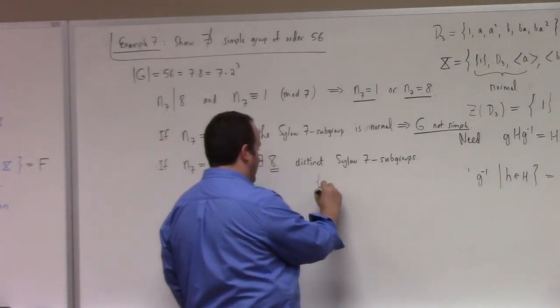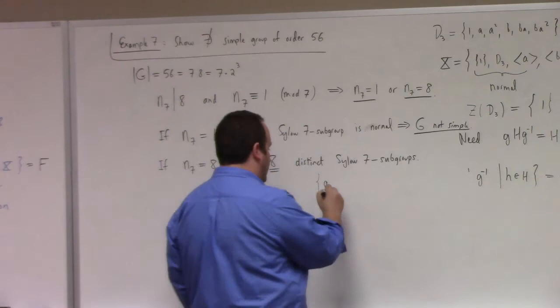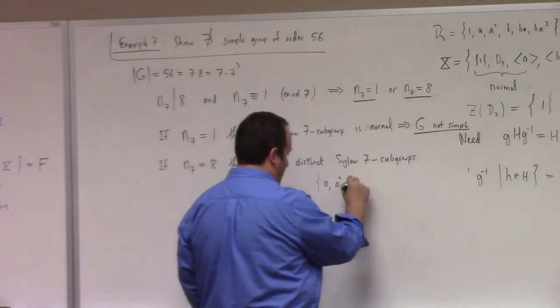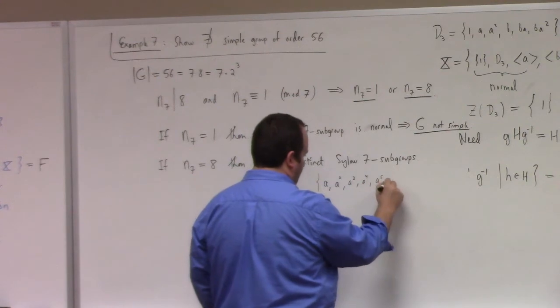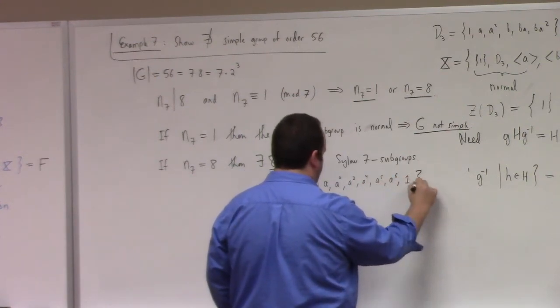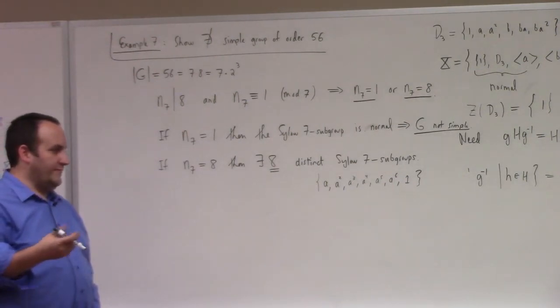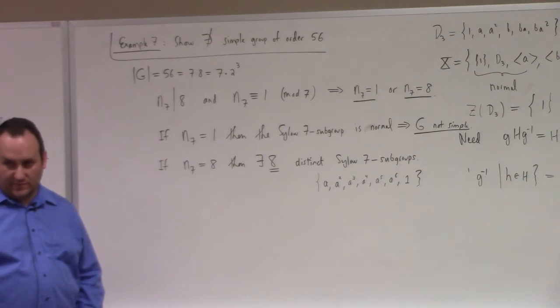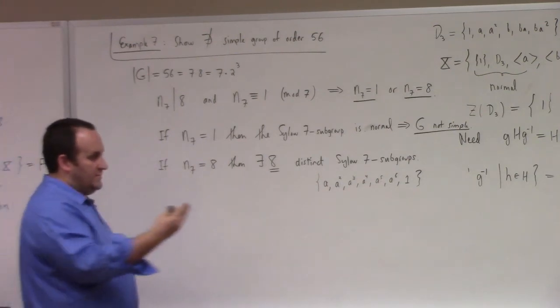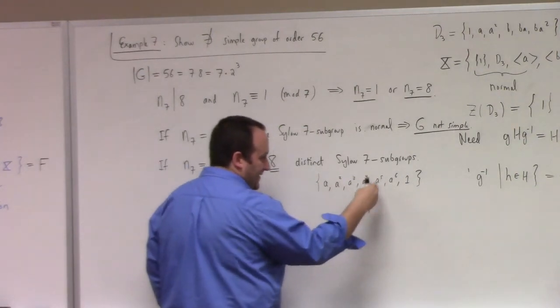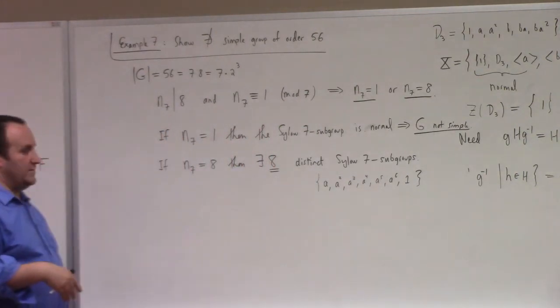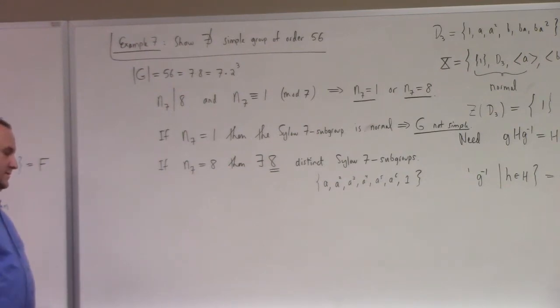So if in one of these subgroups you've got a, and it's in there, then you've also got a squared, a cubed, a to the 4th, a to the 5th, a to the 6th, and then of course 1. Everything in there either has order 1 or 7, right? Because if a has order 7, so does each of those, since 2, 3, 4, 5, and 6 are relatively prime to 7. So those are also generators. The point is there's 7 of them.